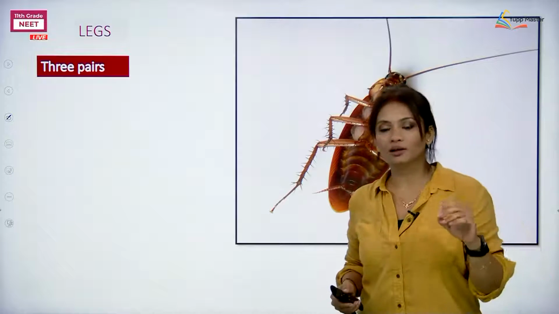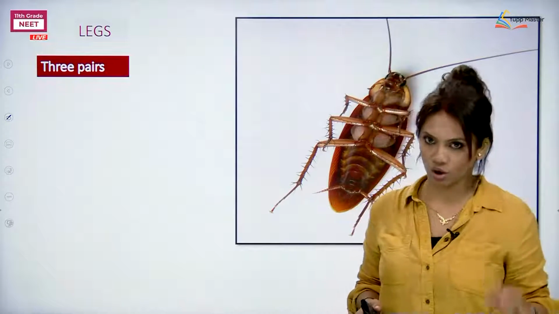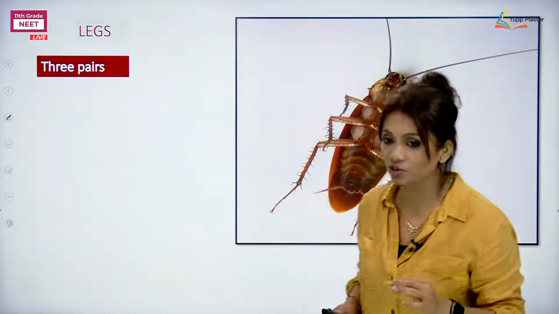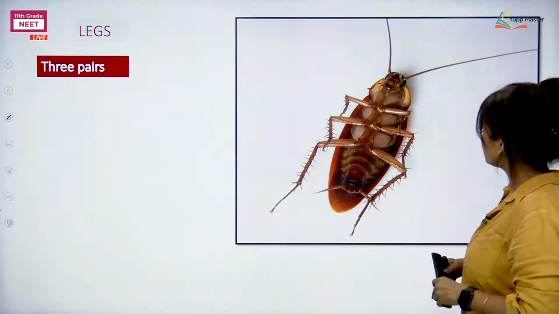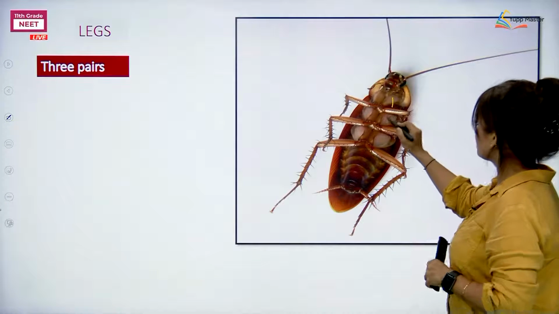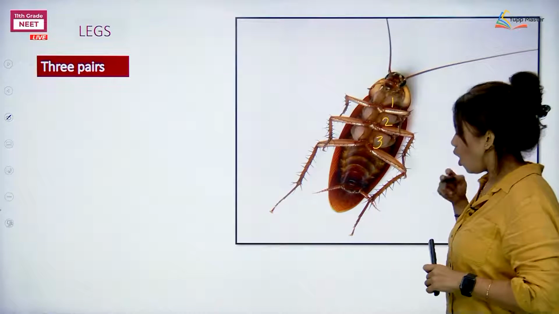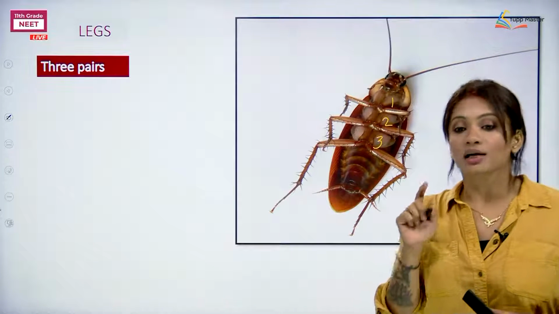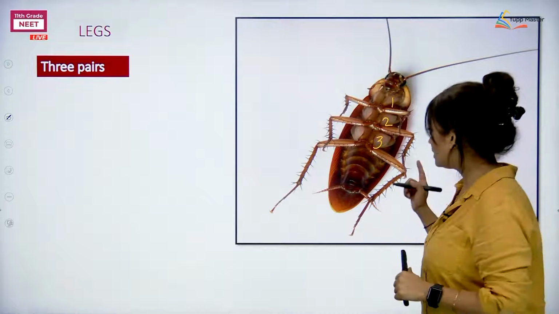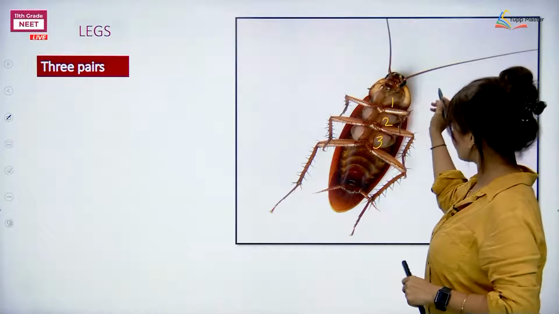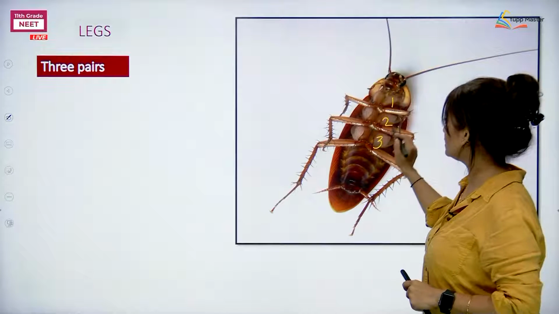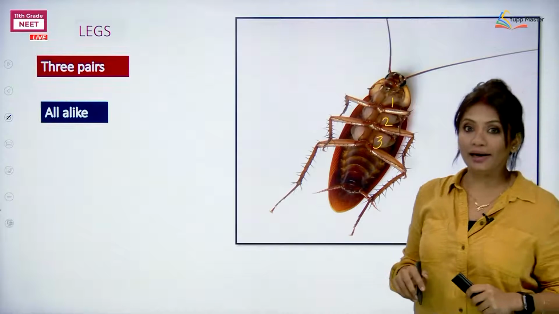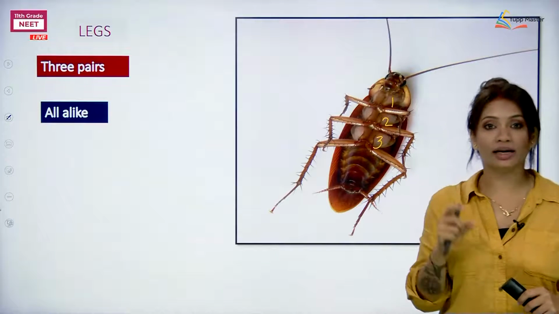Now, are all the legs we're going to talk about similar? All three pairs of legs, first of all understand: the first pair, the second pair and the third pair. All three pairs of legs are located at the level of the thorax. None of them are found at the abdomen. Please remember this point. Here you can see very nicely that these are the levels of the thorax. All of them are alike, and they are given different names.